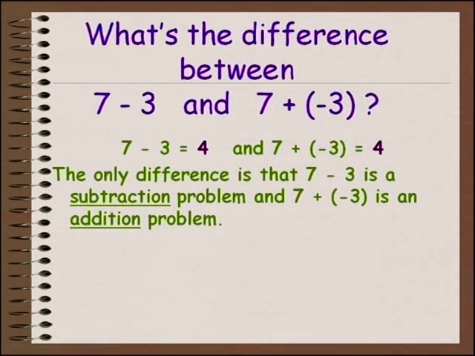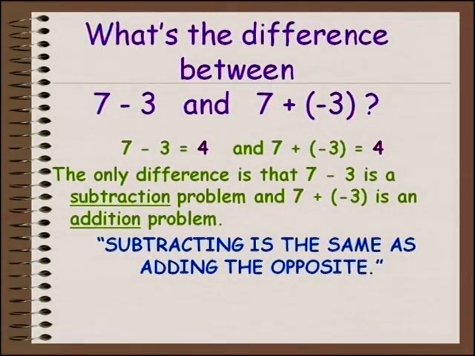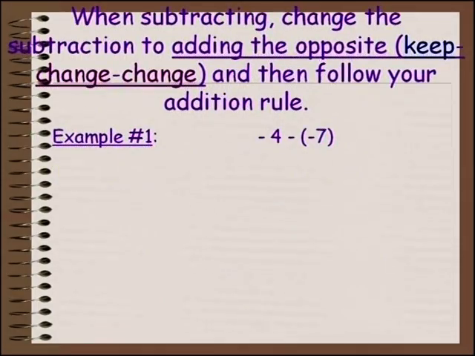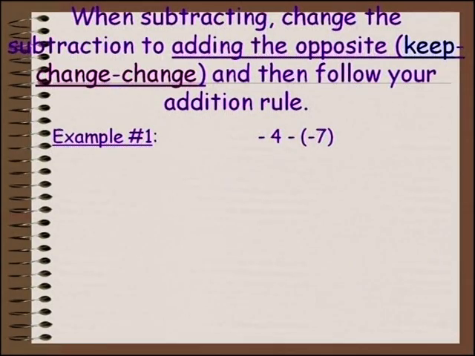7 minus 3 means simply subtract 3 from 7, and 7 plus minus 3 is nothing but adding 7 with minus 3. So the representation of this information is different, but the answer is the same. Subtracting is the same as adding the opposite. Okay, so when subtracting, change the subtraction to adding the opposite: keep, change, and then follow your addition rule.